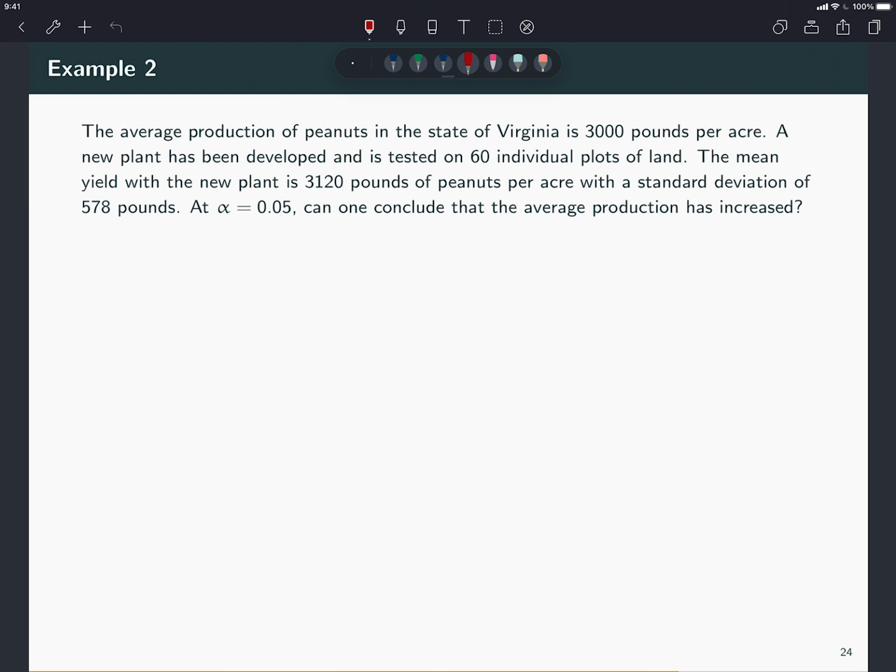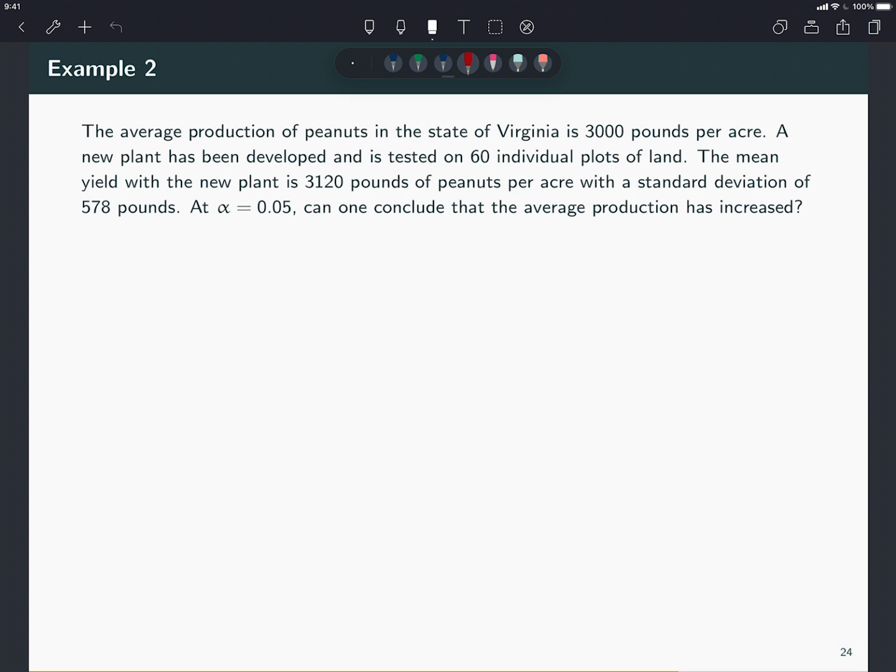So in this problem it says the average production of peanuts in the state of Virginia is 3,000 pounds per acre. And a new plant has been developed and is tested on 60 plots of land. And this new plant gave 3,120 pounds of peanuts per acre, with a standard deviation of 578. Using alpha 0.05, can one conclude that the average production has increased?